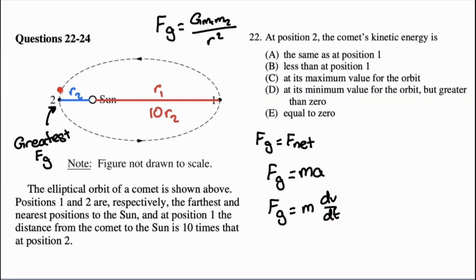So if it has the greatest speed at position 2, let's write out the equation for kinetic energy. It's equal to 1/2 mv squared, where it is governed by speed. The greater the speed, the greater the kinetic energy. If it has the greatest instantaneous speed at position 2, it will also possess the greatest kinetic energy, which aligns with answer choice C.